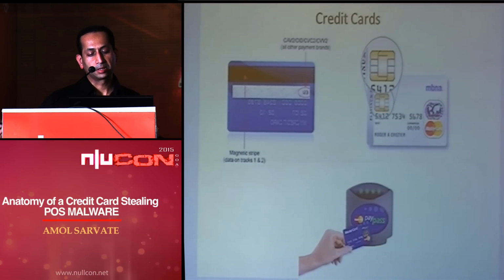And the third one on the bottom is your NFC, sort of a tap and pay credit card, where you don't even have to swipe or put your credit card anywhere. You just bring the card close to the machine and then it can charge that particular amount.